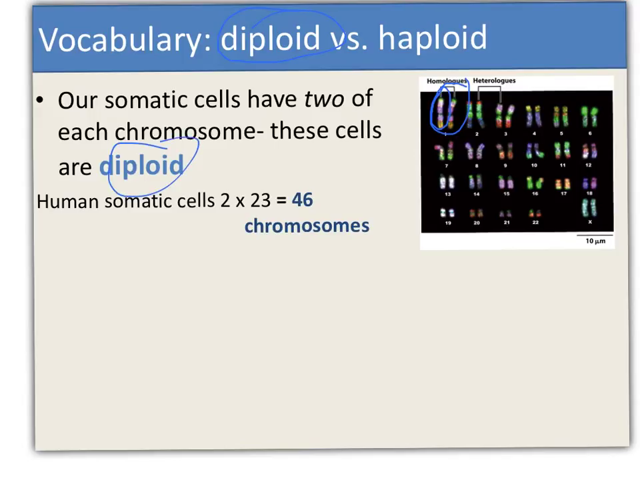So we're diploid. We have 23 homologous chromosomes, including the sex chromosomes, for a total of 46. So somatic cells, 2 times 22 is 44. And then we have X chromosomes and Y chromosomes for male and female. XX is female, XY is male.